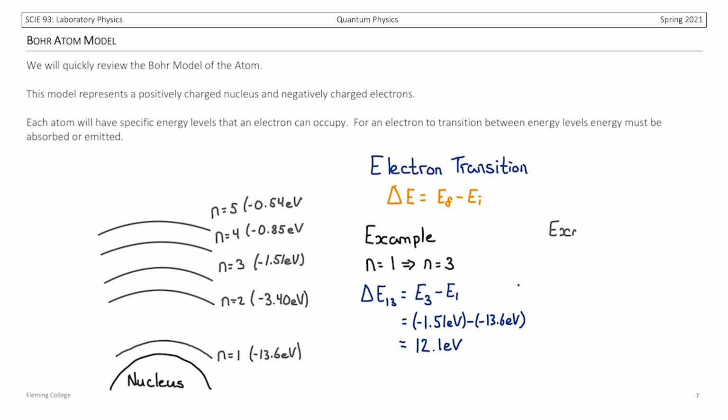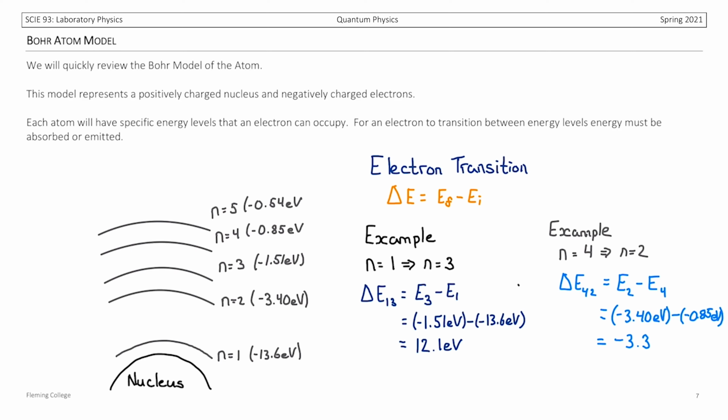In the other example, let's consider going from level 4 to level 2. So the change in energy from 4 to 2 is equal to the energy it finishes at, level 2, which is negative 3.40 electron volts, subtract from that the energy it started with at level 4, a negative 0.85 electron volts. And in this case, we see a negative 2.55 electron volts.